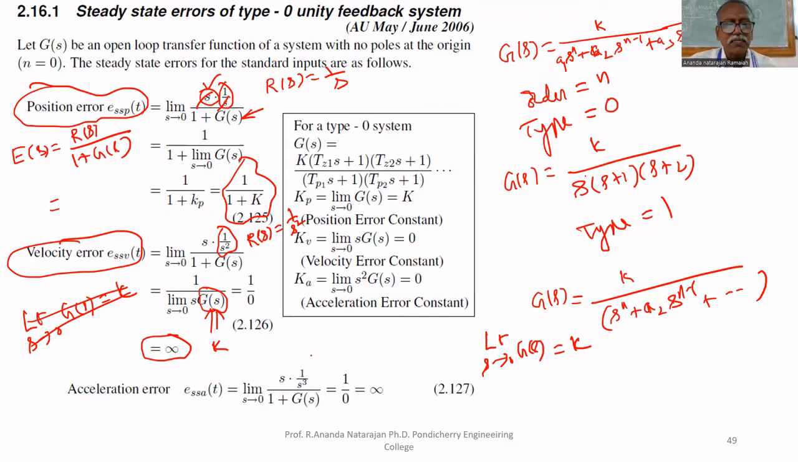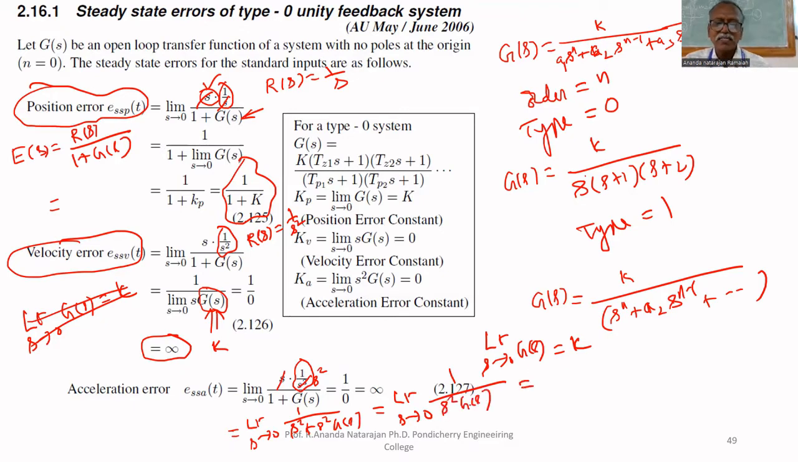Acceleration input means r of s equal to 1 upon s cube. For a type 0 system, what you will get is limit s tends to 0, 1 upon s square g of s. That is equal to limit s tends to 0, 1 upon 0 plus s square g of s. If you let s tends to 0, you will get 1 by 0, that is infinity, because g of s equal to k. If you let s tends to 0, g of s becomes k, already we have seen. So s square multiplied by k is 0, and 1 by 0 is infinity. Again, steady state error is infinity.